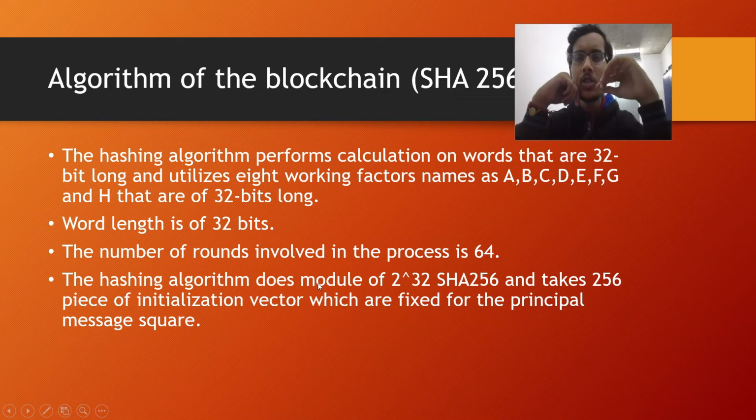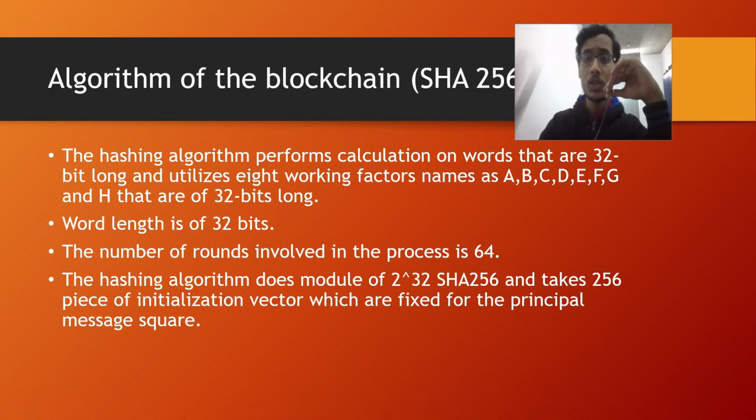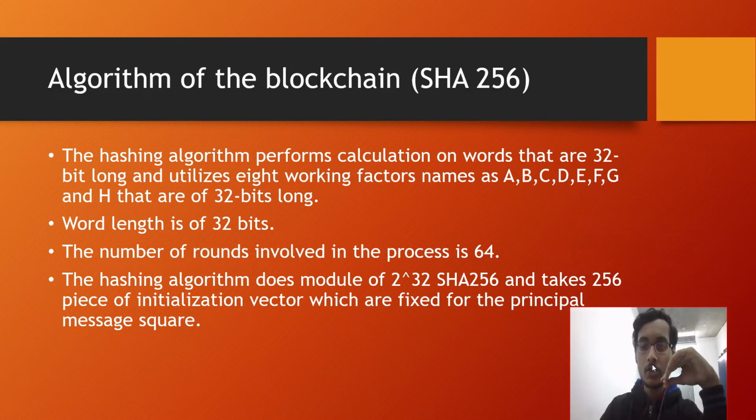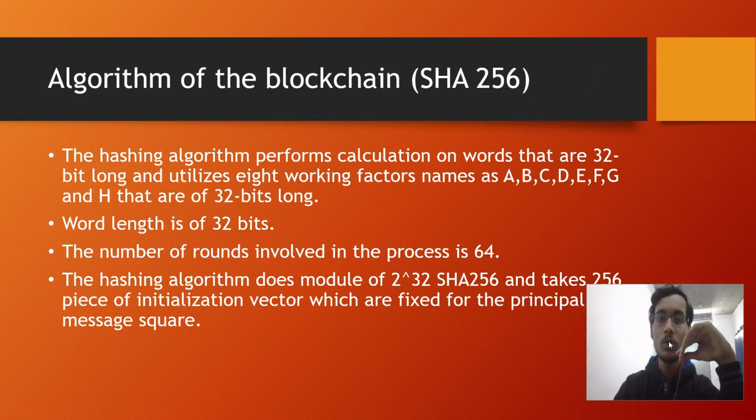Now let us discuss how the algorithm of that blockchain would be working here. For the algorithm part of the blockchain, we would be using the SHA-256 algorithm. Here we use bits A to G, and every single bit is of length 32 bits. If you are familiar with DES and AES algorithms, then you might know that there are rounds in that type of algorithm. Here also there is this process, we would be going through 64 rounds.